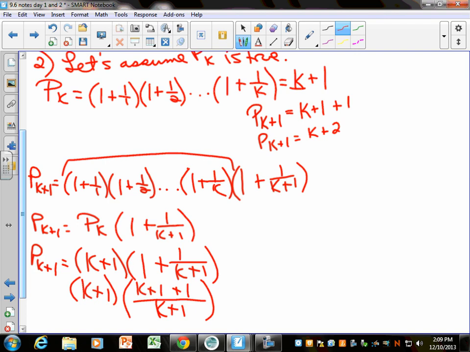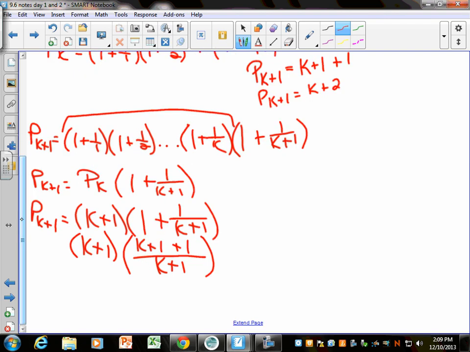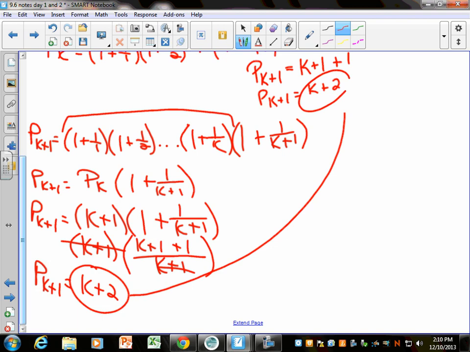I'm trying to avoid going up too far so that I can draw a line. And what's super great is we're multiplying. So if we're multiplying, can I cross out this k plus 1 with this k plus 1? What am I left with? K plus 2. Is that what I was supposed to get? Which means I can say, hooray! I did it right.